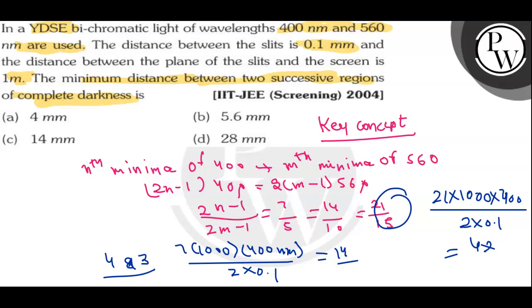Now we had to find the difference. The difference between 42 and 14, the successive one minus the initial one, is 42 minus 14, which is equal to 28 millimeter. So according to this, option D is correct. I hope you get the concept. All the very best.